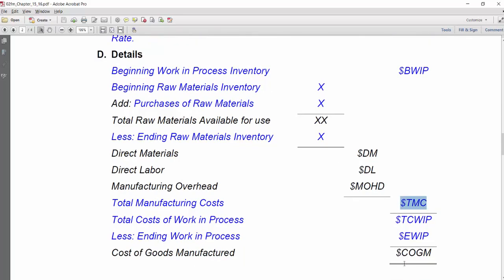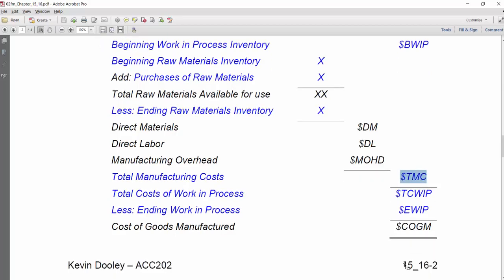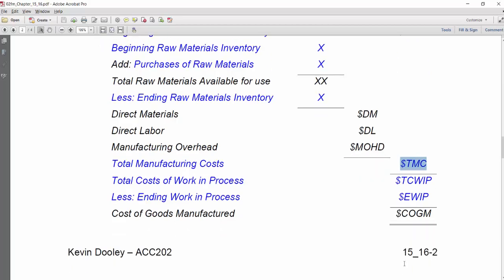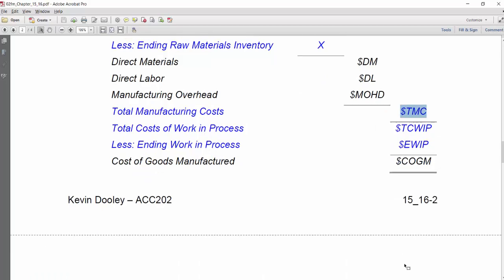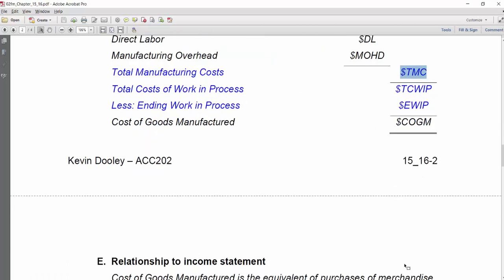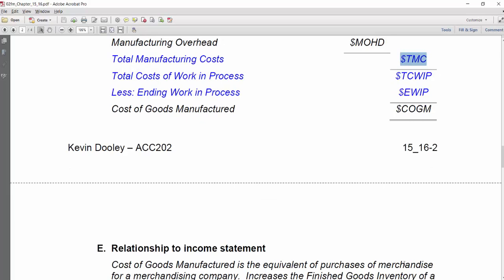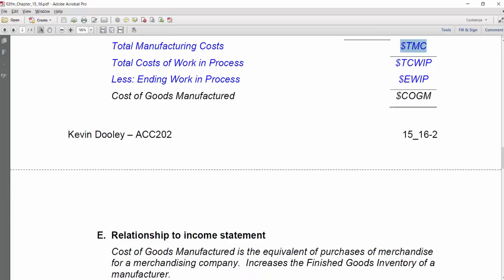So that's how you prepare a cost of goods manufactured schedule, and your quiz on this chapter will cover the cost of goods manufactured schedule. So how is that connected to the income statement? It's the same basic idea: had something, added something, got something left, and the remainder. Cost of goods manufactured is equivalent to purchasing merchandise for a merchandising company. It takes what inventory you used to have and it increases it.